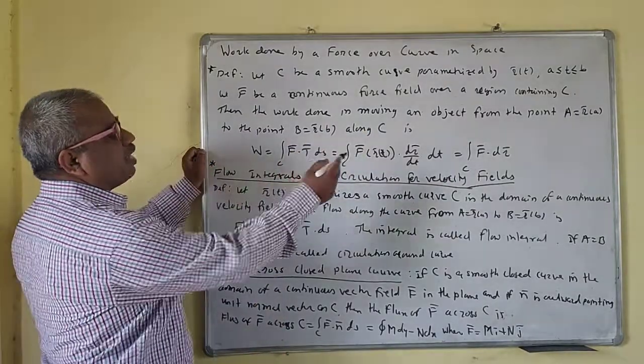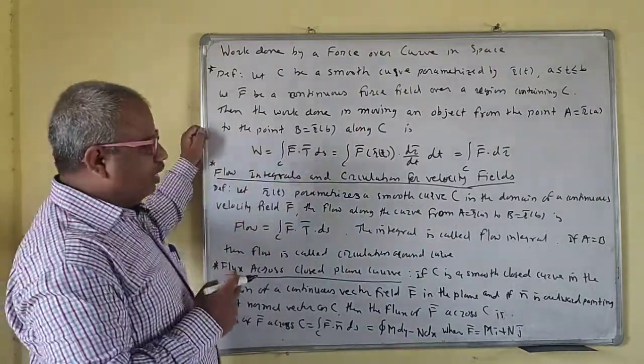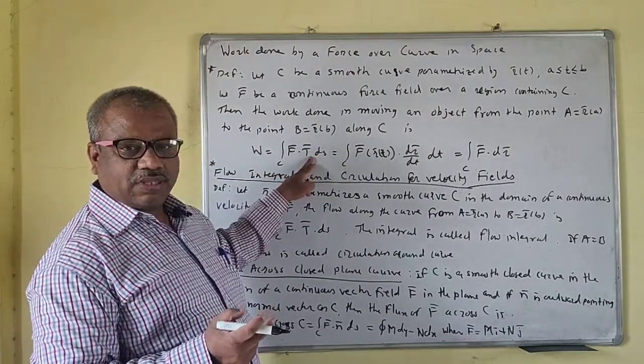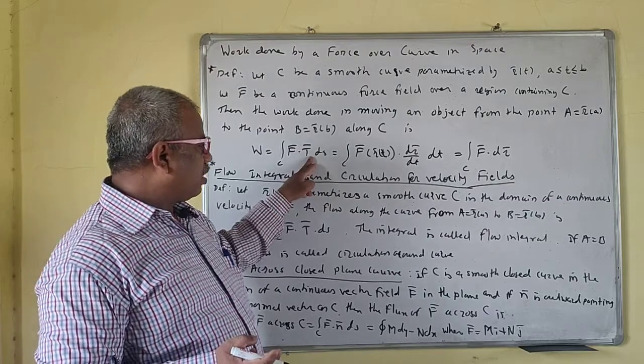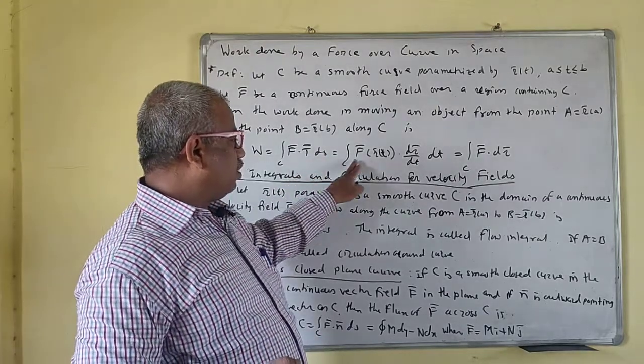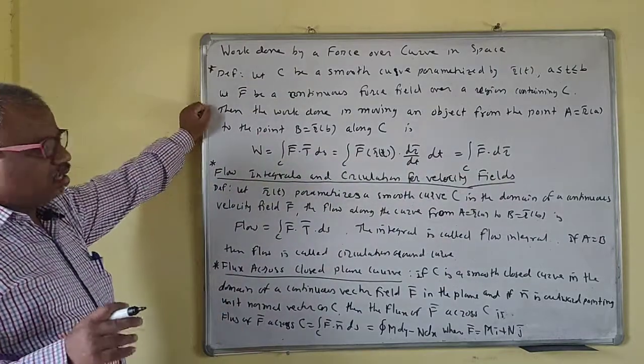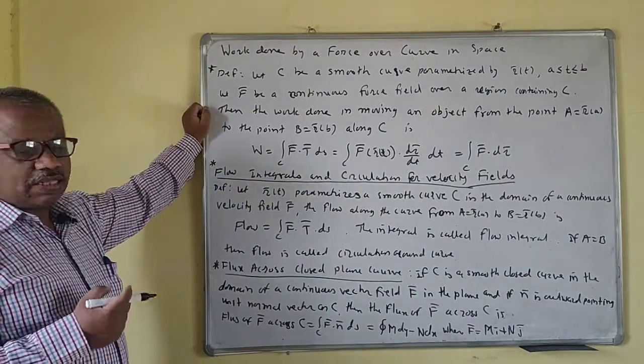the same as the line integral of f bar dot dr bar, or f bar dot T bar ds, where T bar is a unit tangent vector. You are familiar with this one. So work done is the integral over C of f bar, which is the same as the line integral.